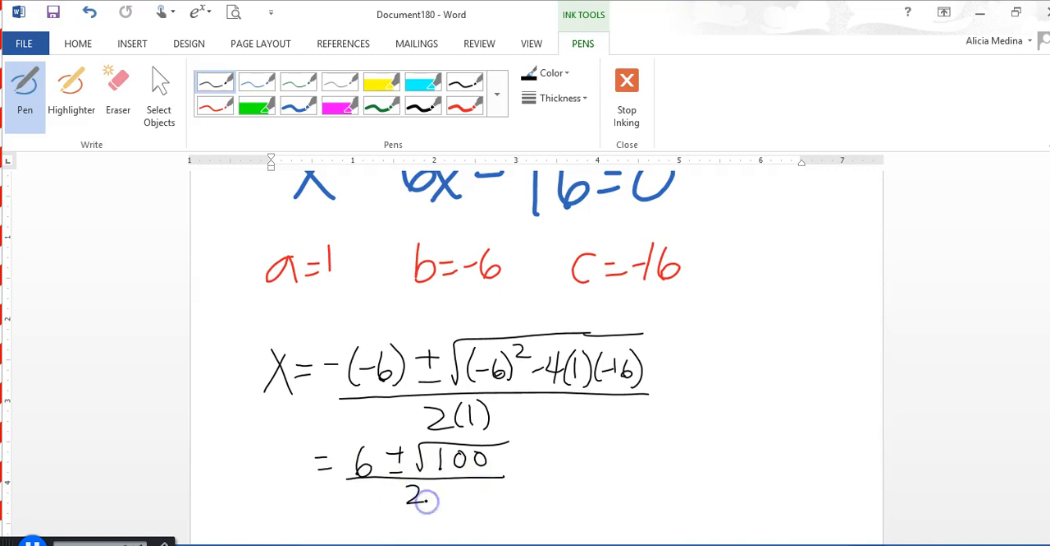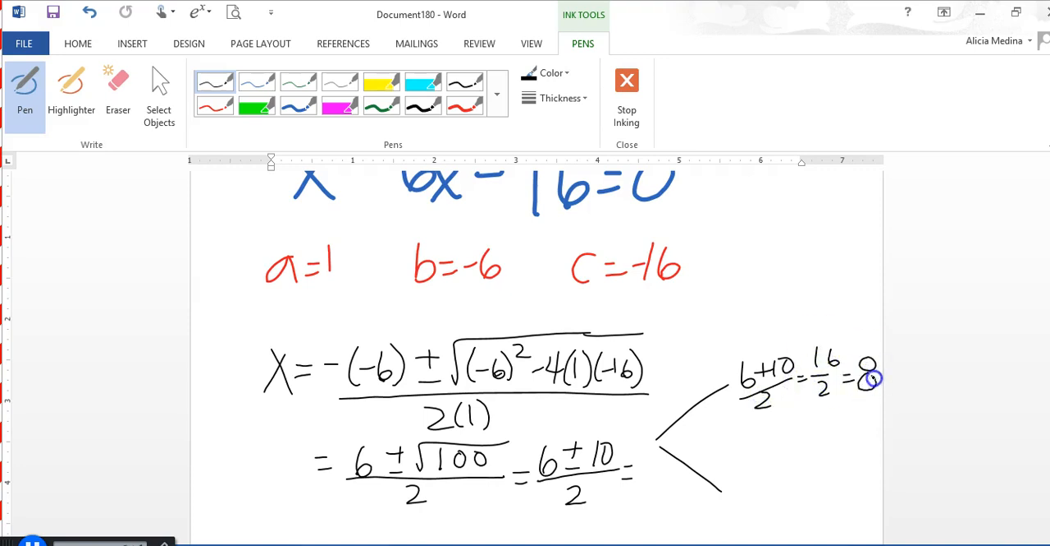All over 2 is going to be 6 plus or minus the square root of 100, which is 10, over 2. This is going to split up into my two answers. I have 6 plus 10 over 2, so 6 plus 10 is 16 over 2, which is 8. And this is going to be 6 minus 10 over 2, which is negative 4 over 2, which is negative 2. That's exactly what our two x values were in our original, but that doesn't give us the final answer.